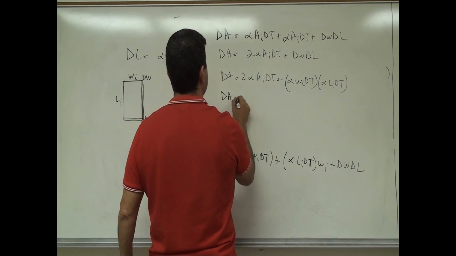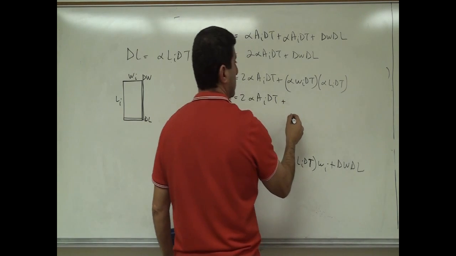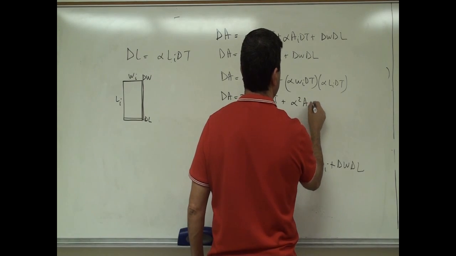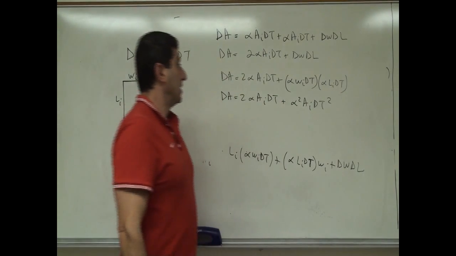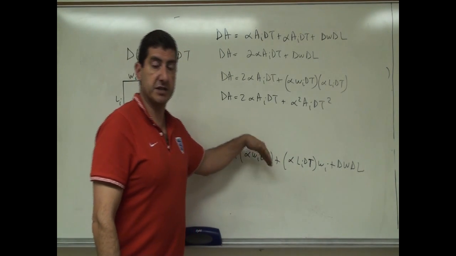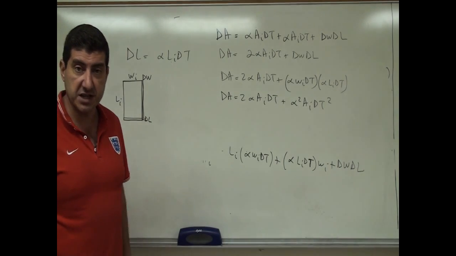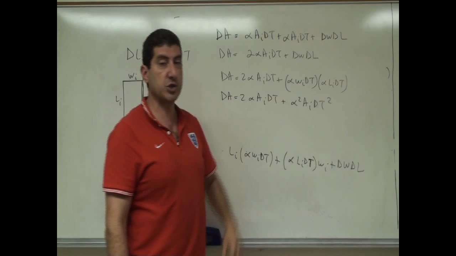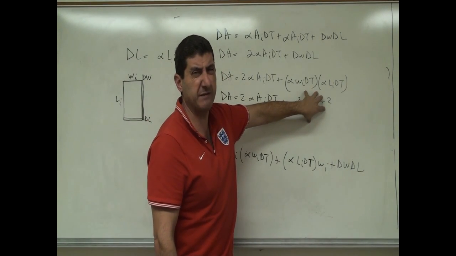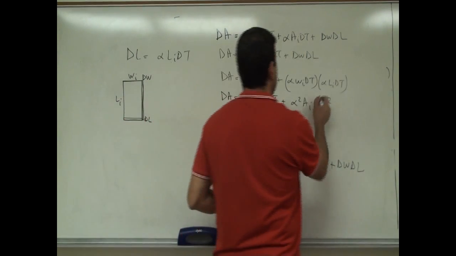And then delta A is going to be 2 alpha A initial delta T plus alpha squared, W initial, L initial is the initial area, delta T squared. What we're going to say is that this alpha squared is much smaller than alpha because, as you saw, alphas are usually of the order of 10 to the minus 5, 10 to the minus 6, right? When you have 10 to the minus 6 squared, you get 10 to the minus 12. So this component of the equation is very negligible compared to this component, so we can get rid of it.